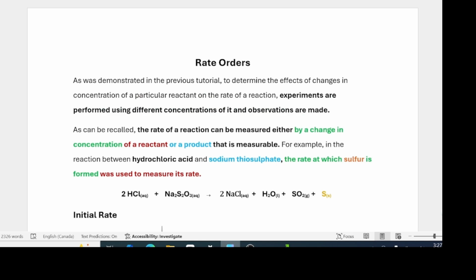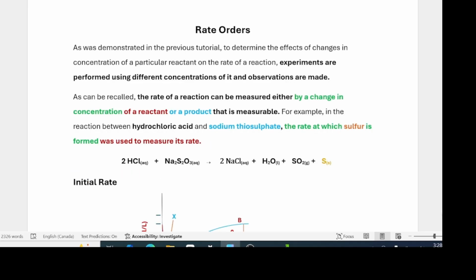In this tutorial, we will be discussing the concept of rate orders for reactants in chemical changes in a more formal way. As was demonstrated in the previous tutorial, to determine the effects of changes in concentration of a particular reactant on the rate of a reaction, experiments are performed using different concentrations of it and observations are made.